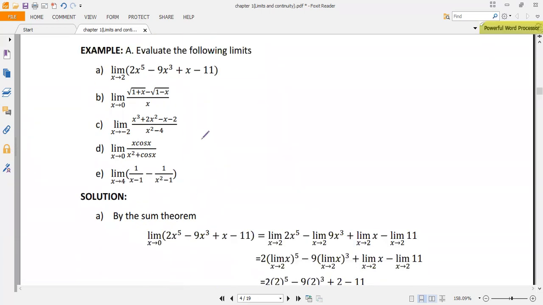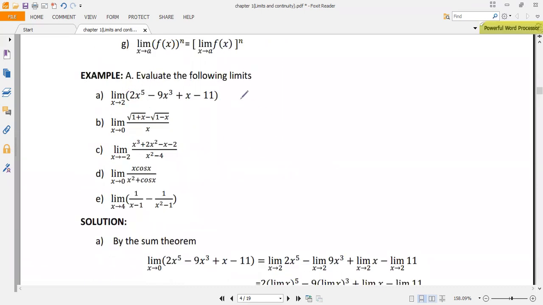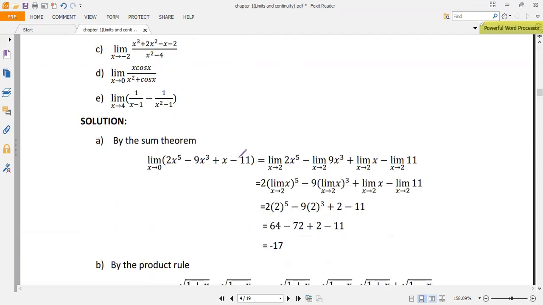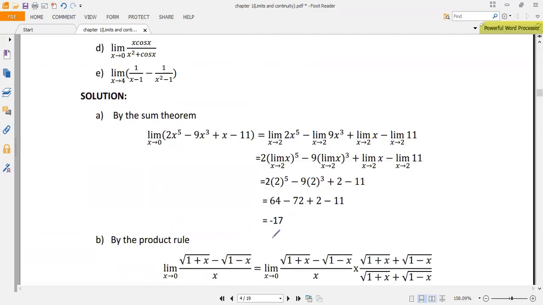So clearly, the limit of a polynomial function is obtained by direct substitution. The limit of the sum is the sum of the limits. So finding the limits of each of these terms will give the limit of the original function.